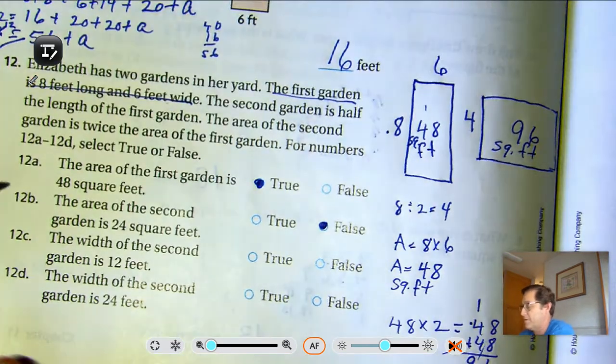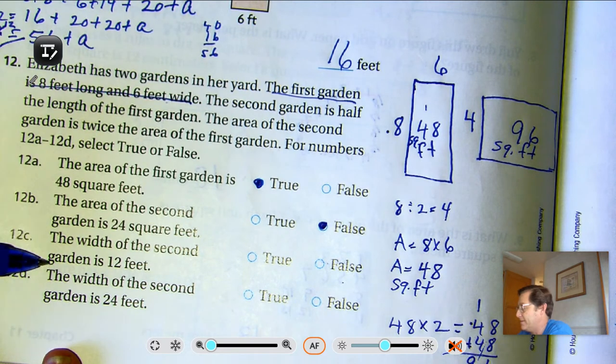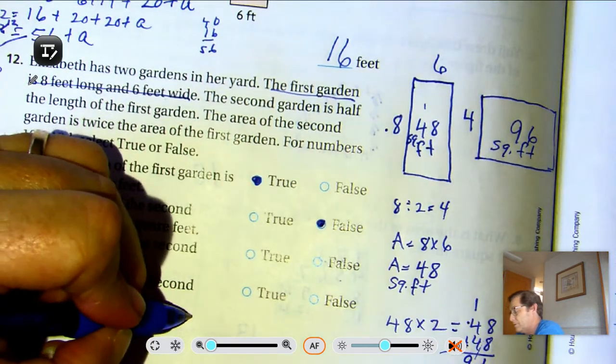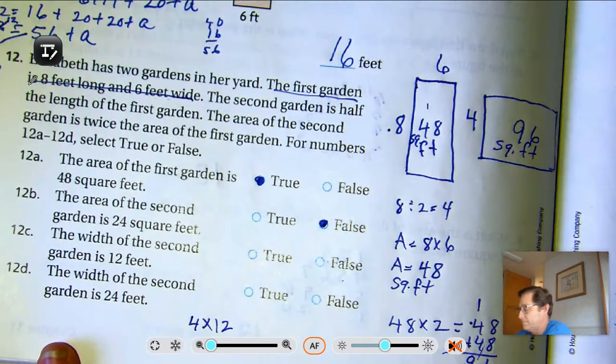So false. The width of the second garden is 12 feet. Well, so is 4 times 12 96?